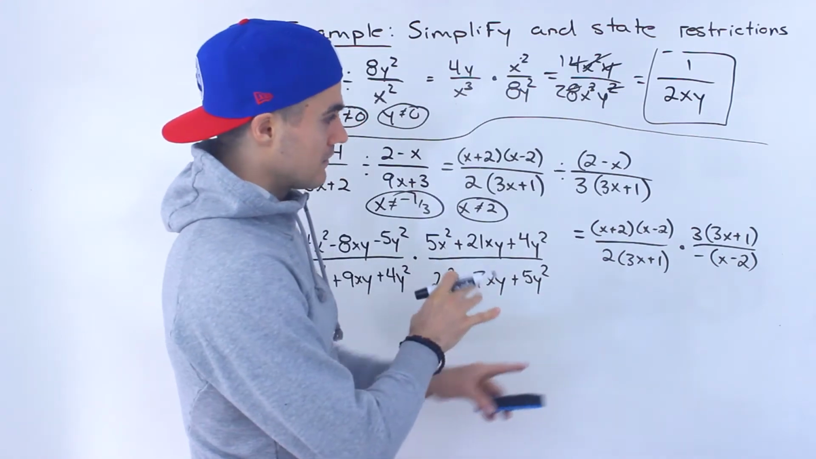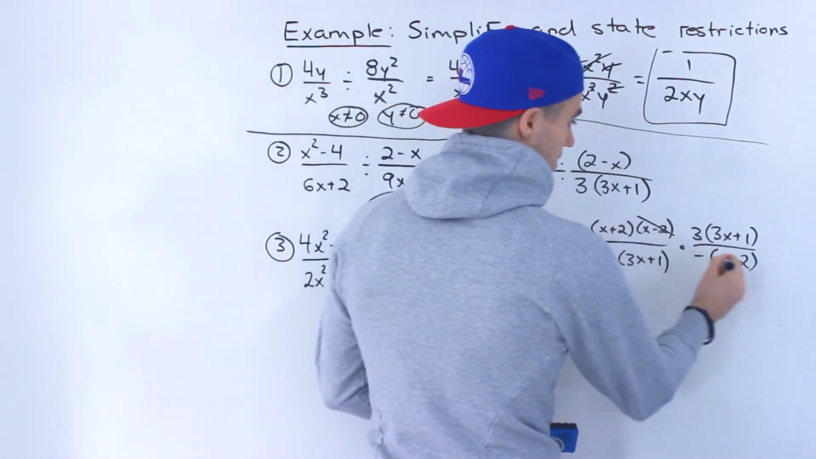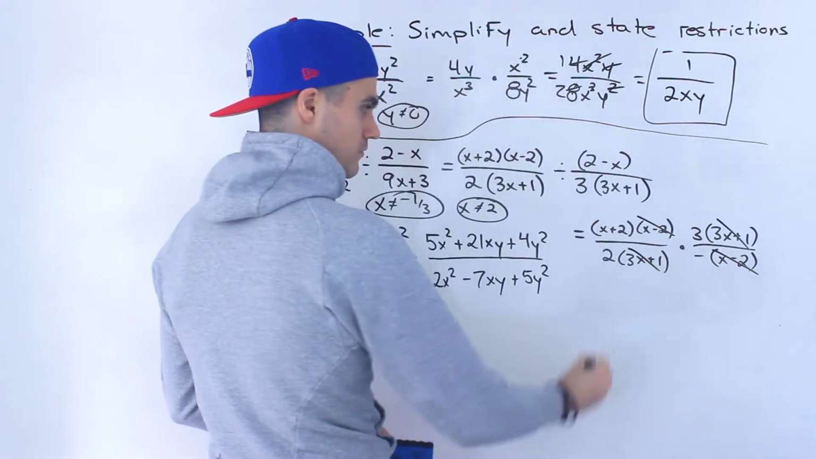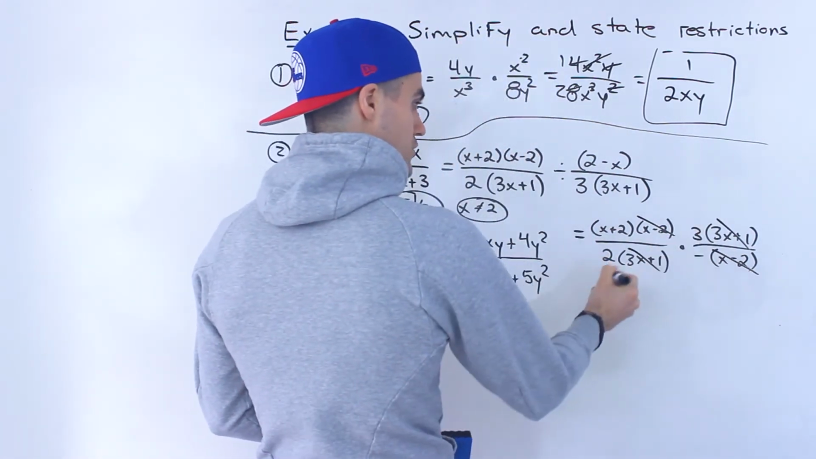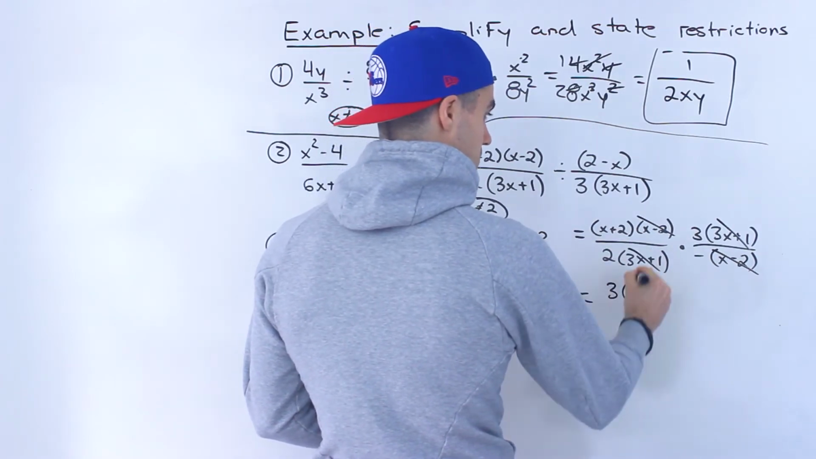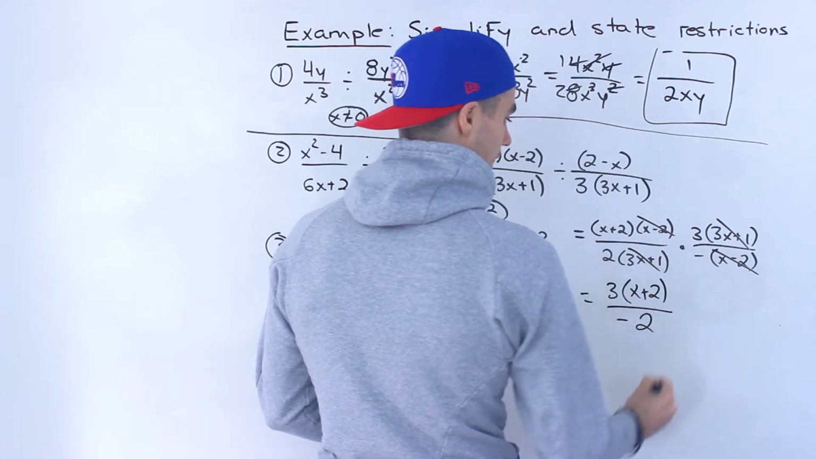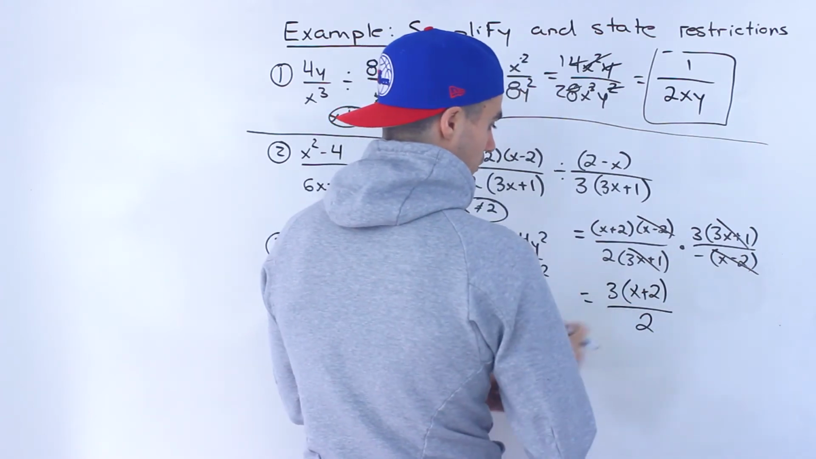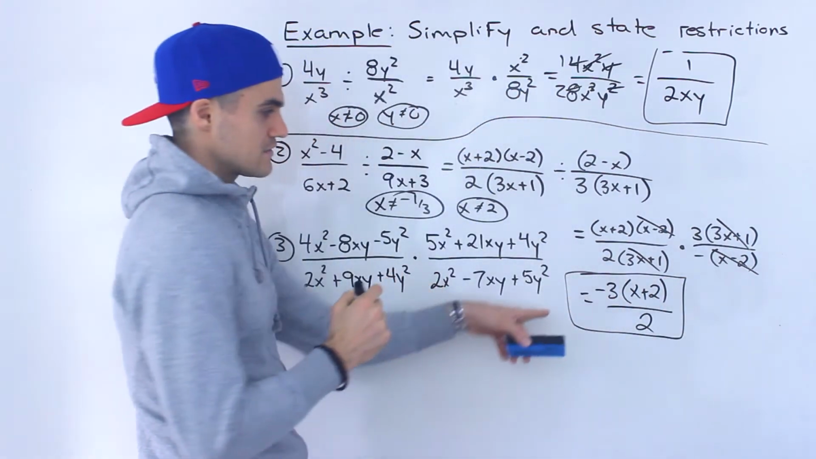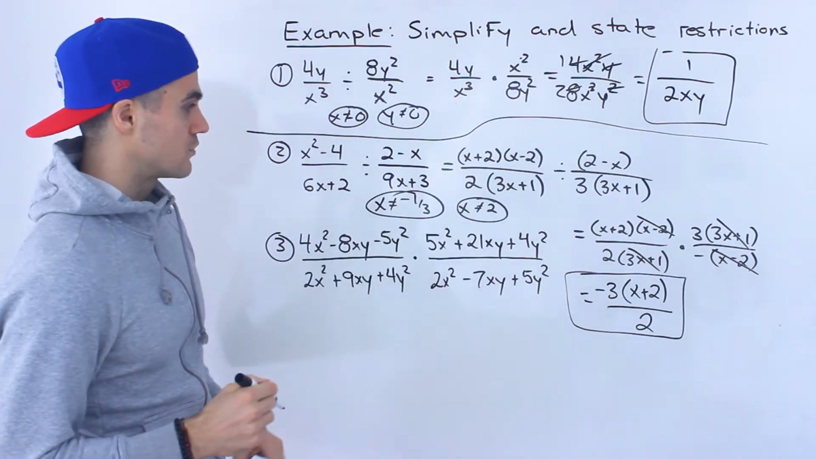And so from here, now that we did that, it's easy to see which factors cancel out. Notice the x minus 2's cancel out, the 3x plus 1's cancel out. And so the 3 over 2, that doesn't simplify, so we'd be left with what? 3 times x plus 2, negative 1 times 2, so that would be negative 2. And then this negative, let's just bring up top. I feel like it looks nicer that way. So that's the final answer. That's the final simplified expression with those restrictions.